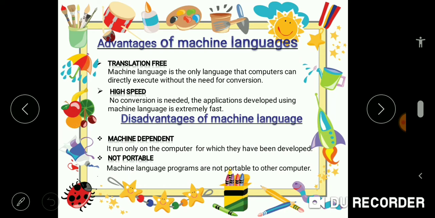Disadvantages of machine language. Machine language is computer dependent. That is, a program written on one computer may or may not run on another computer, as machine language programs depend upon the hardware of the computer. Machine language is not portable. That is, machine language programs are not portable to other computers.